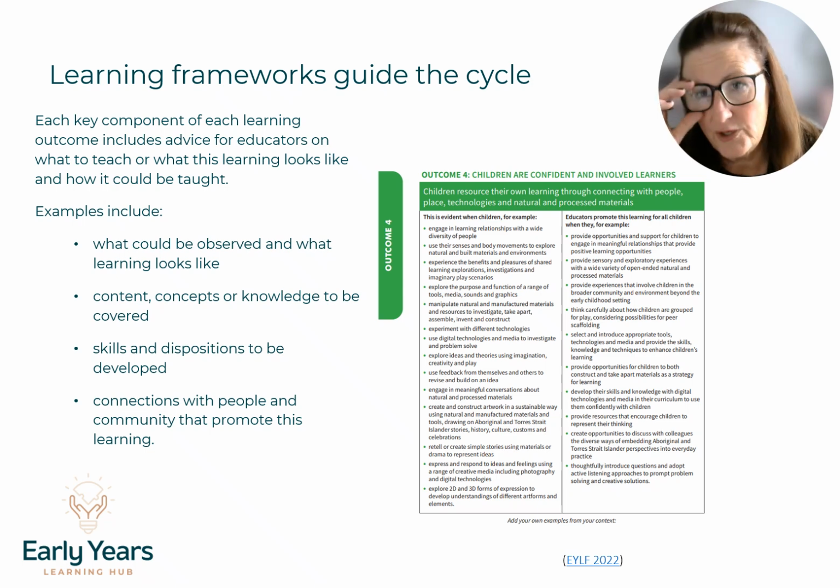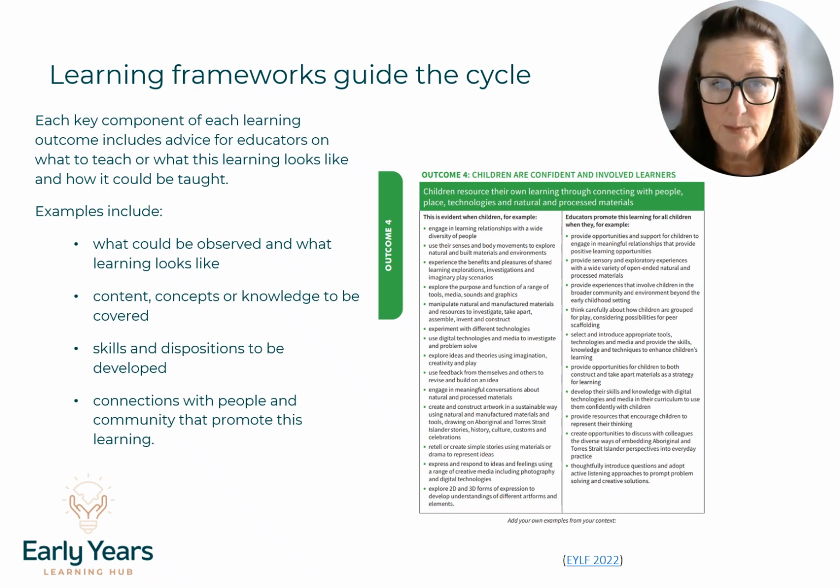So all the information is at your fingertips in the learning outcomes and the key components. The key component is a little point written under each learning outcome. On the left, there's information about what could be observed and what this learning looks like. And on the right is content, concepts and knowledge to be covered, skills and dispositions to be developed, connections with people and community that promote this learning. So all you need to do is have a look in here in order to give you inspiration, and give you some ideas as to how to assess learning and what sort of things to plan.